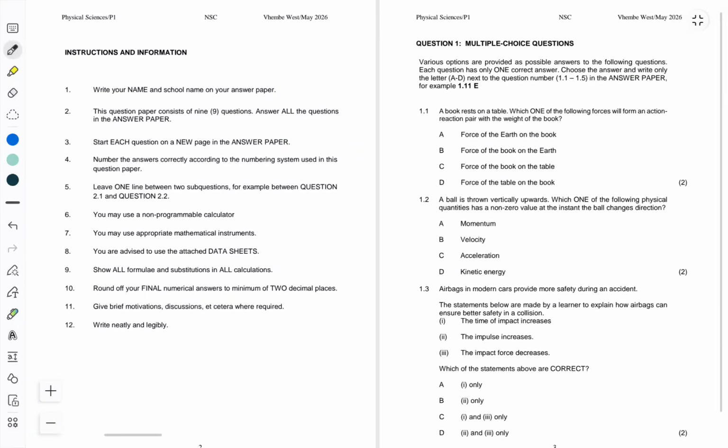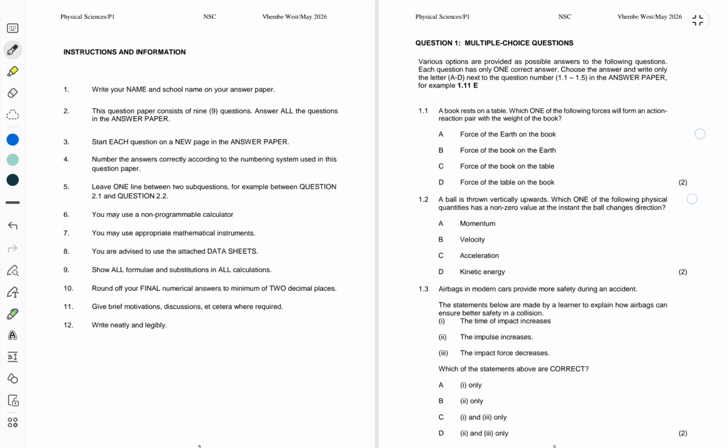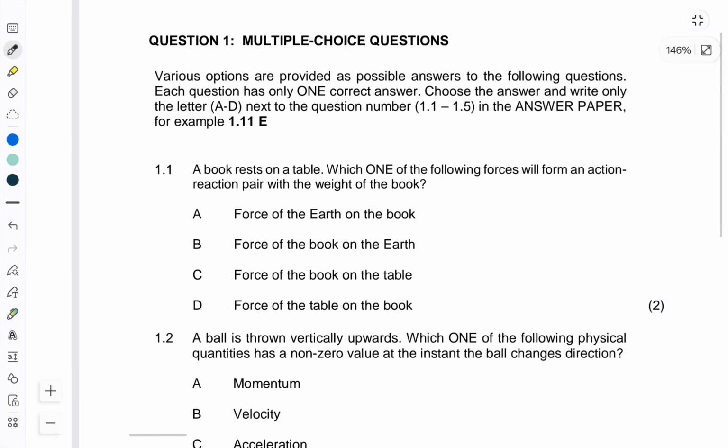I won't read the instructions. You should know that instructions will always be there. So now, here in question 1, we have a problem. A book rests on a table. Which one of the following forces will form an action-reaction pair with the weight of the book?